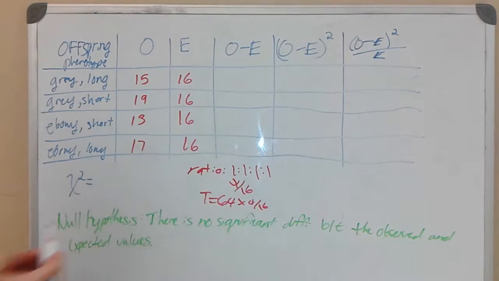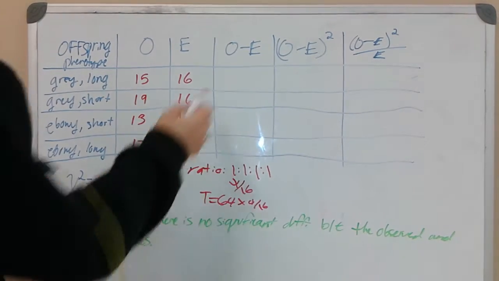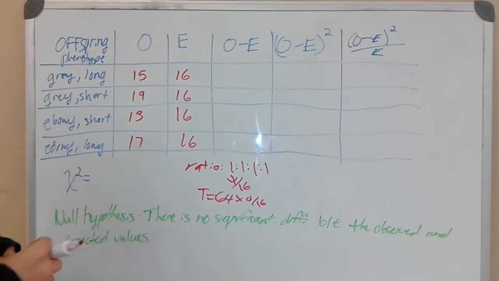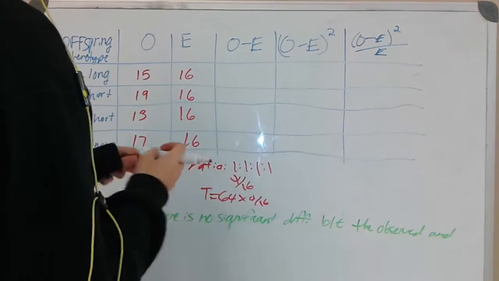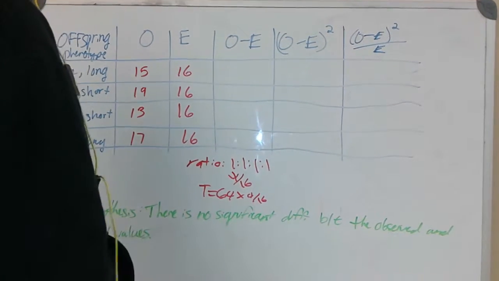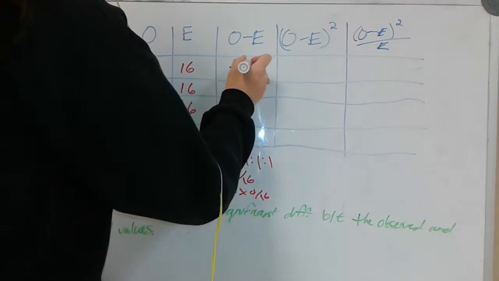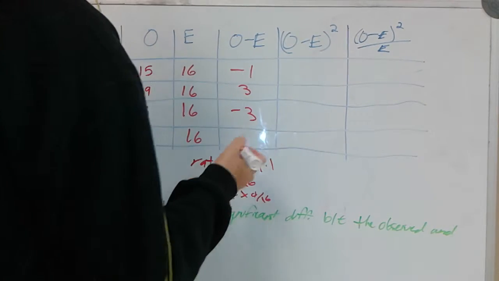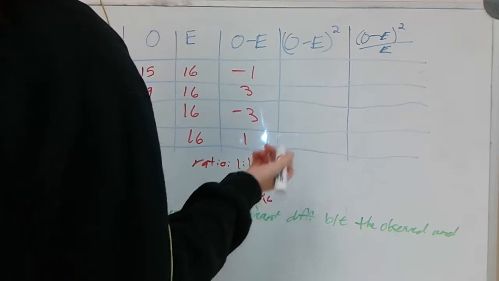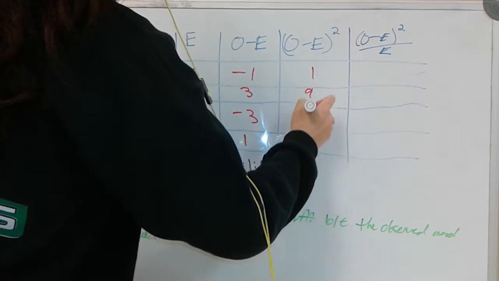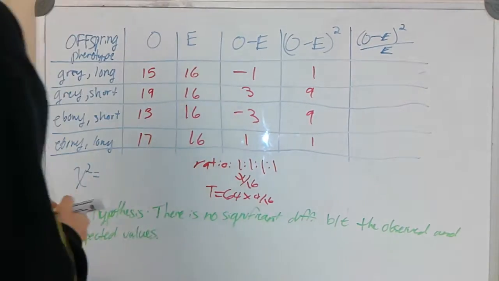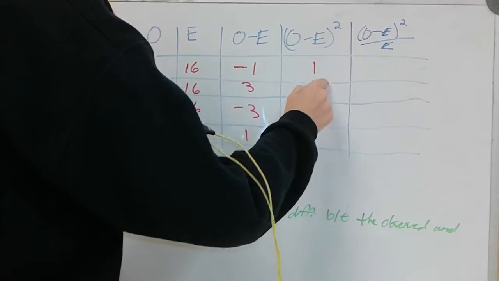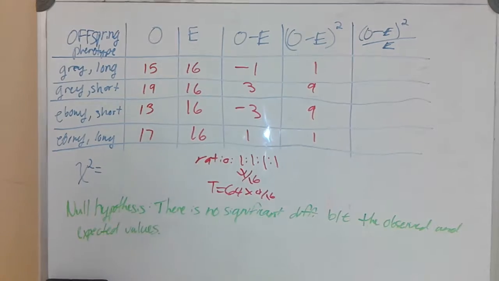Once you have your expected results, what you do is you subtract the observed minus the expected. And in this case, it's okay to have negative numbers. This is why when you square it, those negatives will disappear. So we have -1, 3, -3, and 1. After you square it, you divide this by the expected.